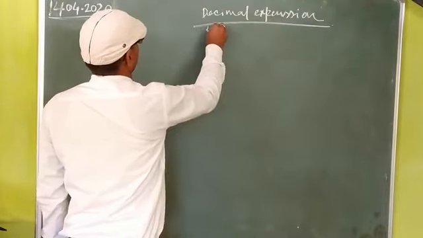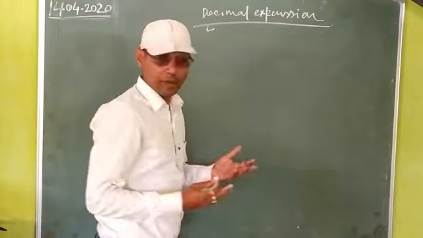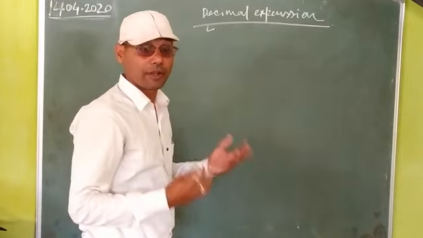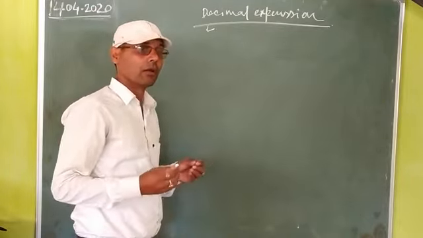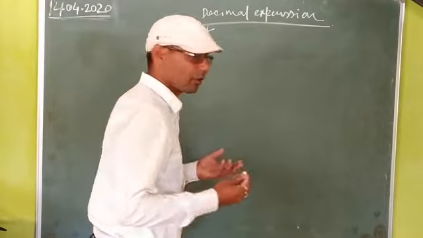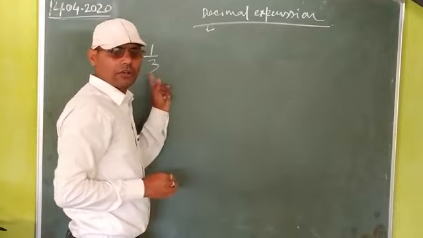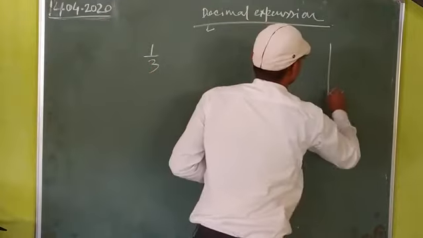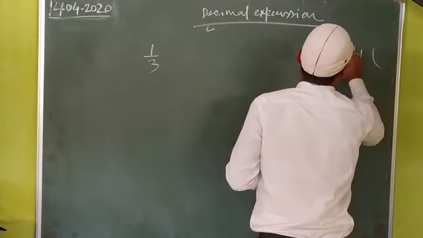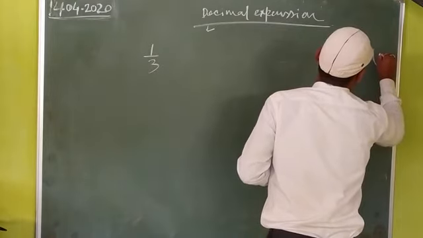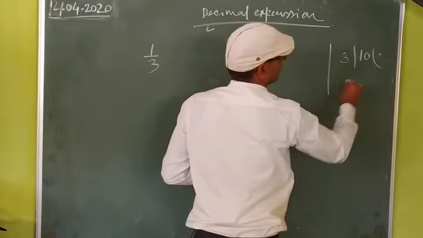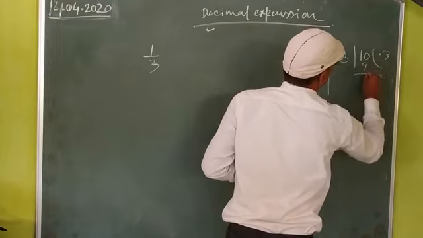Decimal expansion. Which type of decimal expansion comes from an irrational or rational number? We will understand now. Suppose 1 by 3. You know it is a rational number? Divide it. Just take a decimal here. You can take 0. Here 3 times 3 is 9. 1.